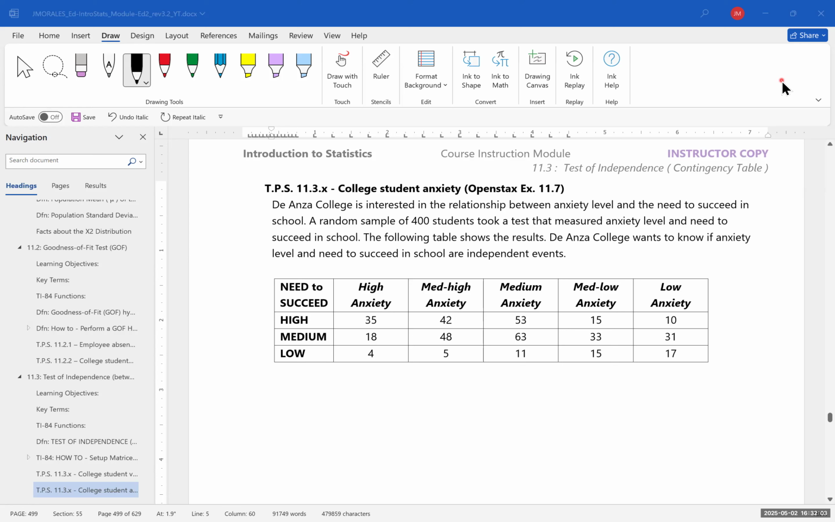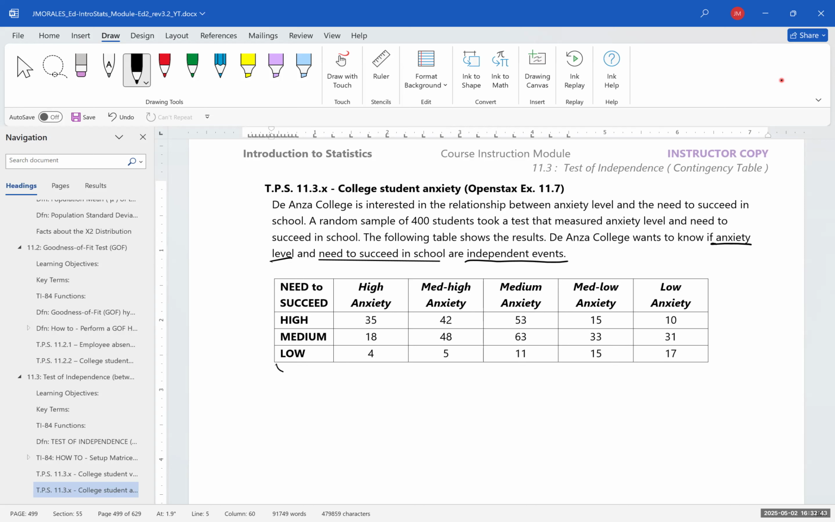Dan at college is interested in the relationship between anxiety level and the need to succeed in school. A random sample of 400 students took a test that measured anxiety level and need to succeed in school. The following table shows the results. De Anza College wants to know if anxiety level and need to succeed in school are independent events. So anxiety level is one random variable, and need to succeed in school is your second random variable. And we want to see if those are independent events.